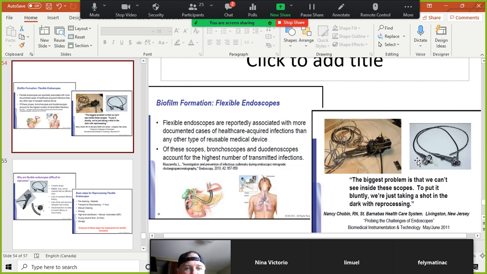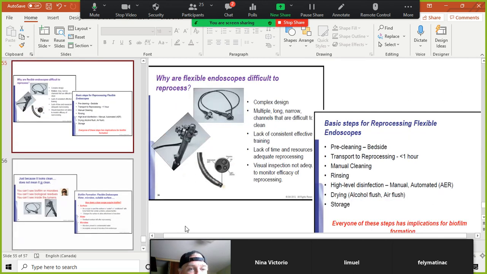But these bacteria, once they get inside, we can't get inside them. And they account for a high number of transmitted infections. They really do. But we know about that. Go back to slide 1. There's lots on that.